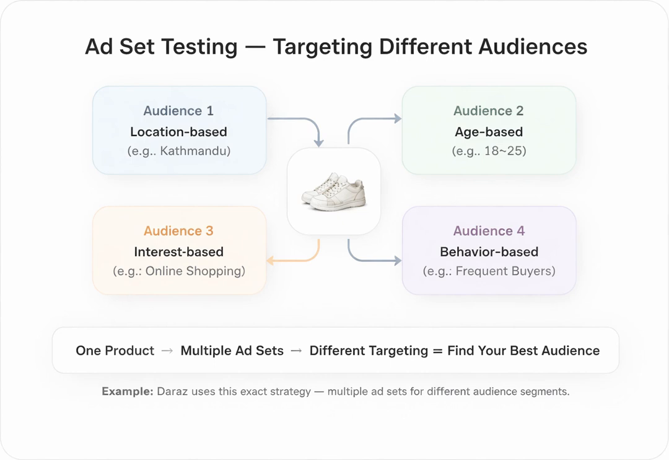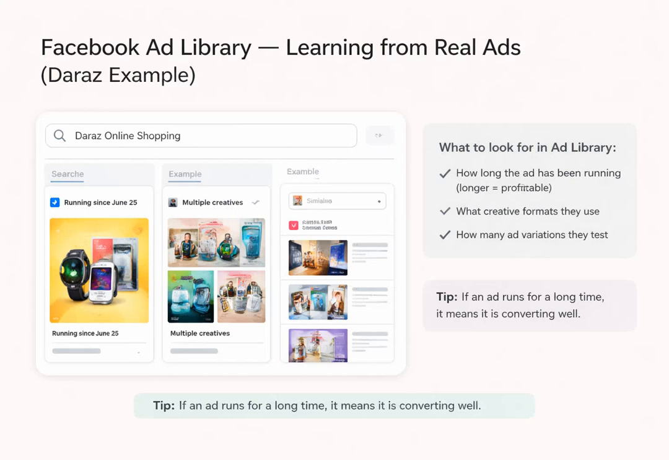You can look at their ad library to see this in action. The instructor encourages students to go into the Facebook ad library and study how big brands like Daraz run their ads. This is a free tool that anyone can use. When you search for a brand, you can see all the ads they're currently running, the creatives, the formats, how long the ads have been active.